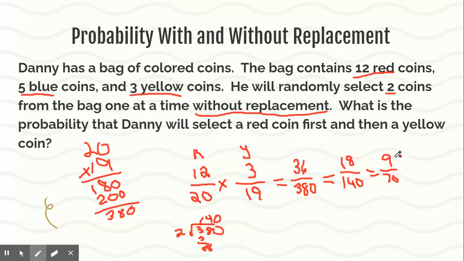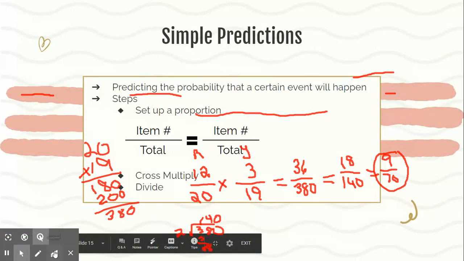And I believe that's the answer. So every 70 tries, I could get this 9 times. So 9 out of 70 is my answer here. Okay, and that's all we're doing, guys. That's all we're doing with and without replacement.